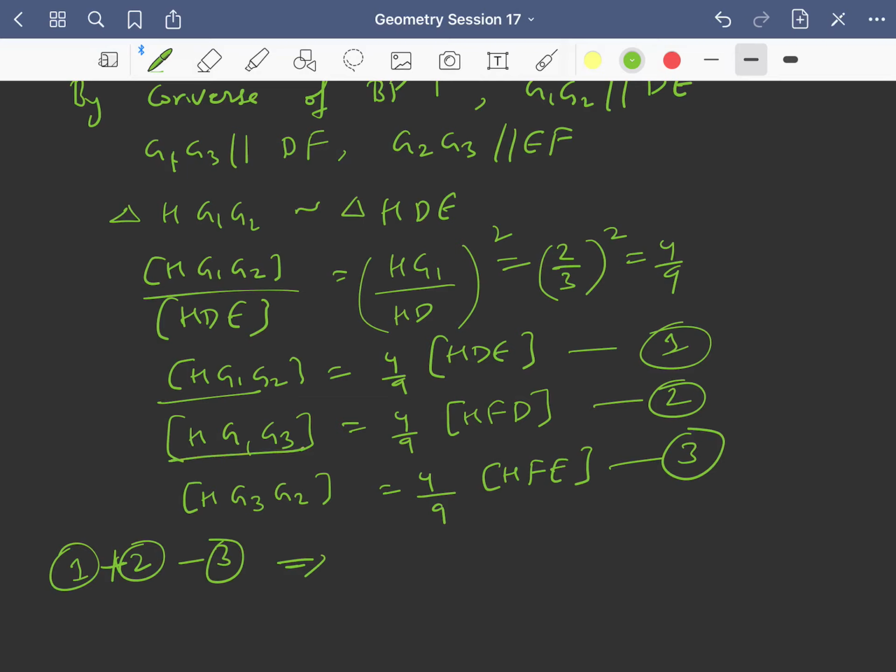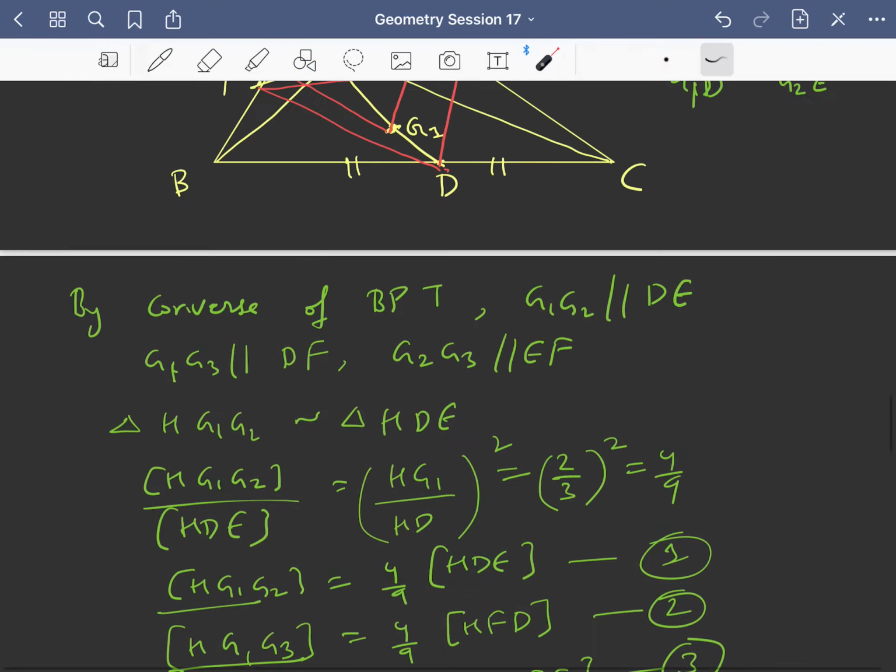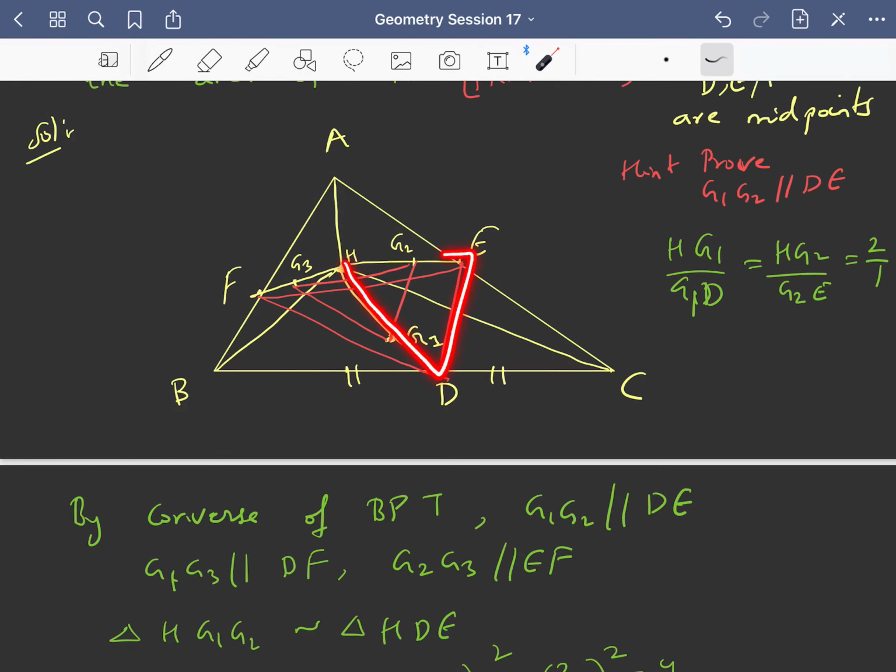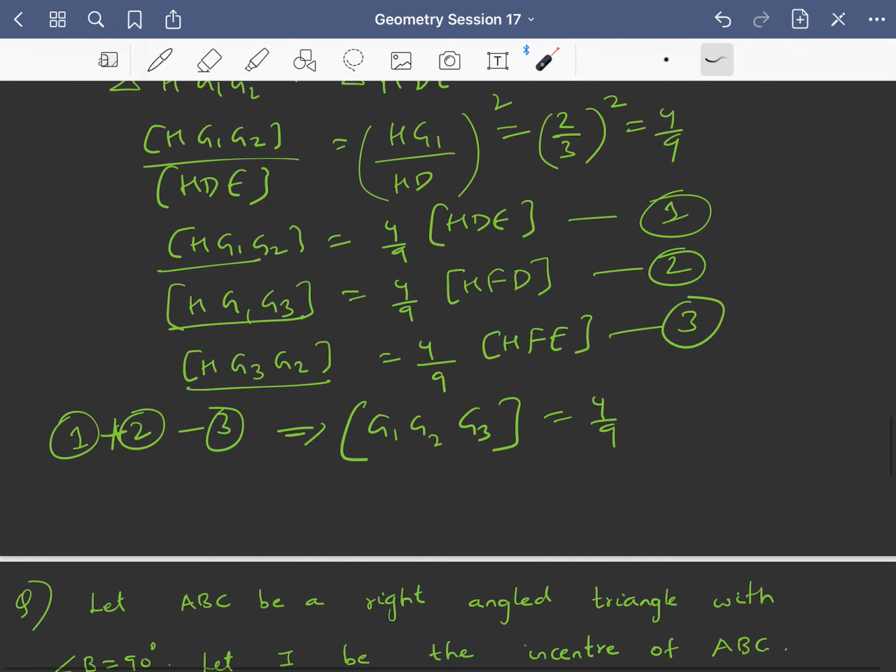So HG1G2 plus HG1G3 minus HG3G2 is nothing but the area of triangle G1G2G3. And what happens on the right hand side? This is HDE plus HFD minus HFE. So you will get the area of DEF, right? It is simply equal to the area of FED.